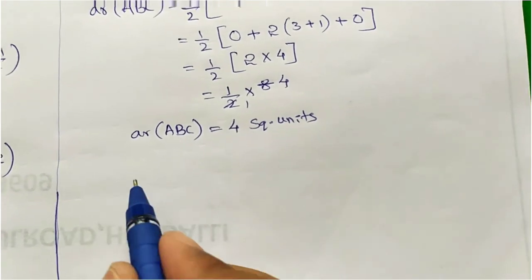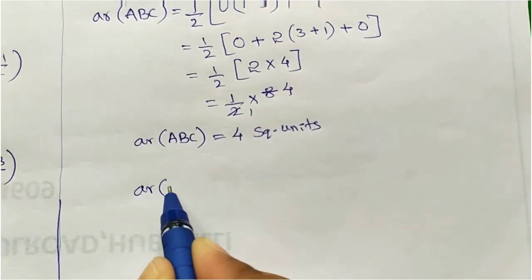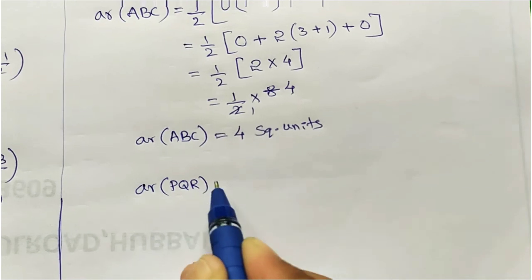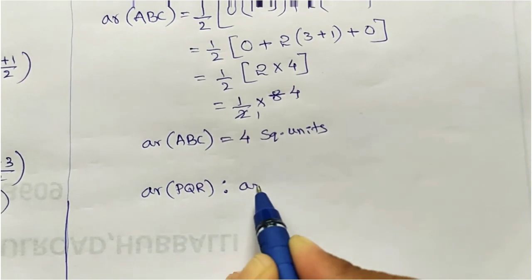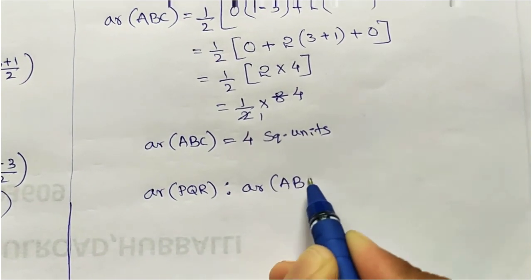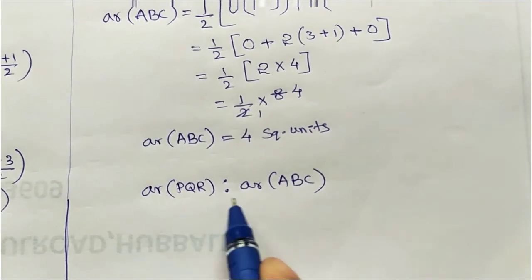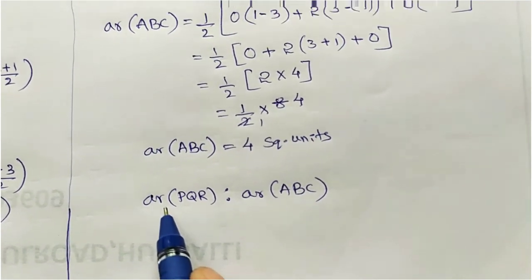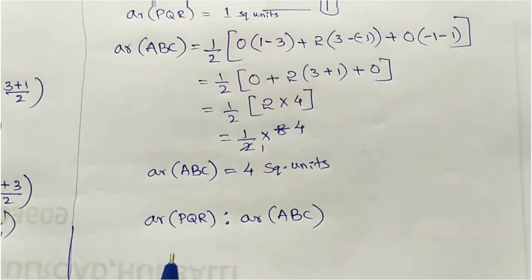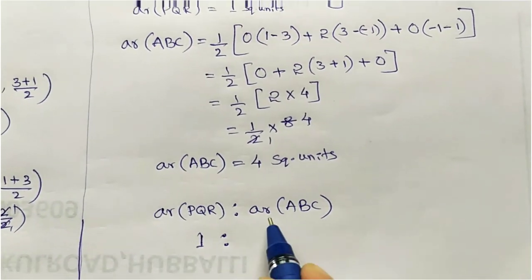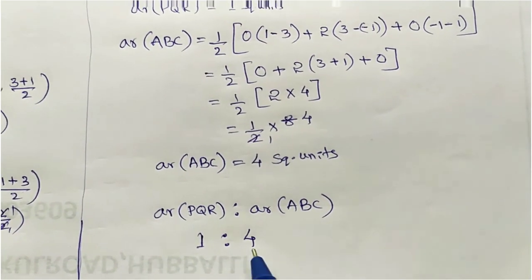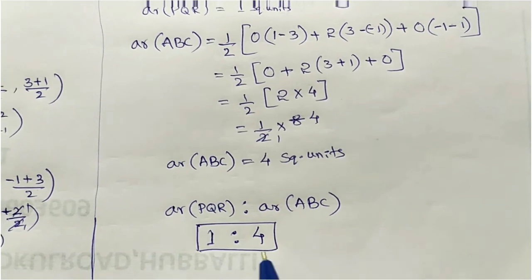Now the final answer: area of PQR is to area of triangle ABC. We have to find the ratio of their areas. So area of PQR, how much did we get? 1 square unit. So 1 is to area of ABC, which is 4. So our answer will be 1 is to 4.